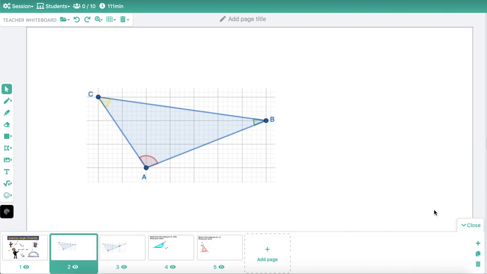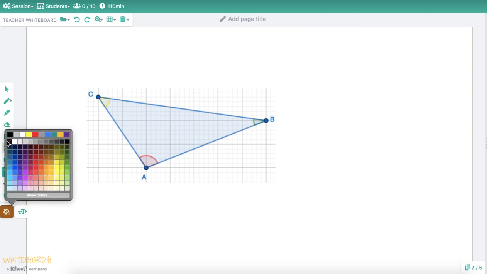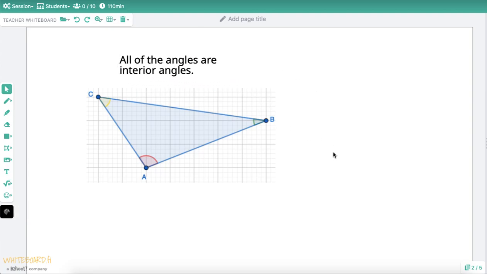And let's start with this. As you can see, I have triangle ABC right here, and you can see all of the angles. All of these angles are called interior angles because they are inside of the triangle. So let's just get that down here, that in this triangle, all of the angles are interior angles. And that's important to note because you're going to need to know the distinction between the two things. All right, so as I said, these are interior angles.